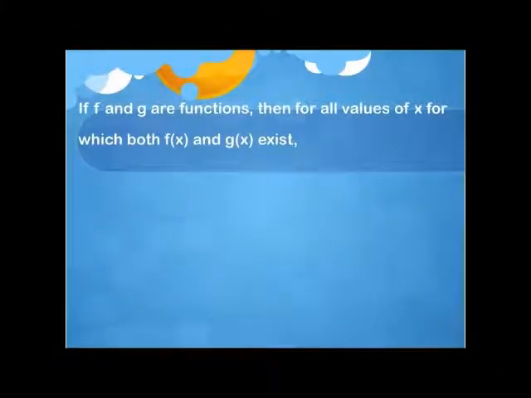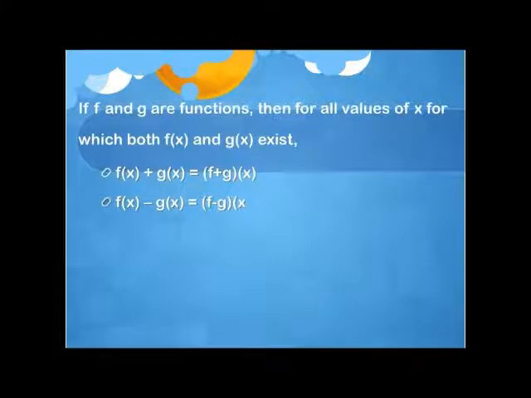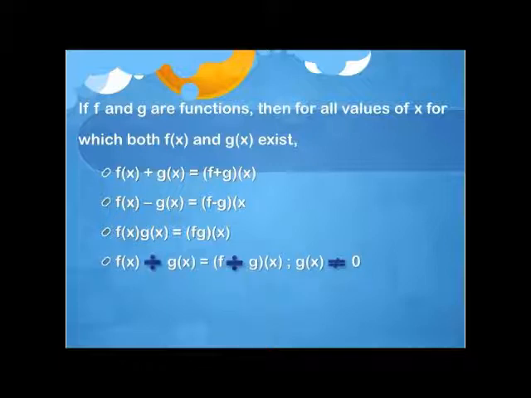If f and g are functions, then for all values of x for which both f(x) and g(x) exist, then f(x) plus g(x) equals (f plus g)(x), and f(x) minus g(x) equals (f minus g)(x). f(x) times g(x) equals (f times g)(x). When f(x) is divided by g(x), you have (f divided by g)(x), but you can't have 0 equaling g(x).